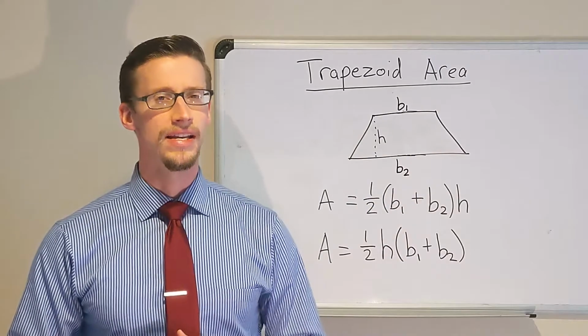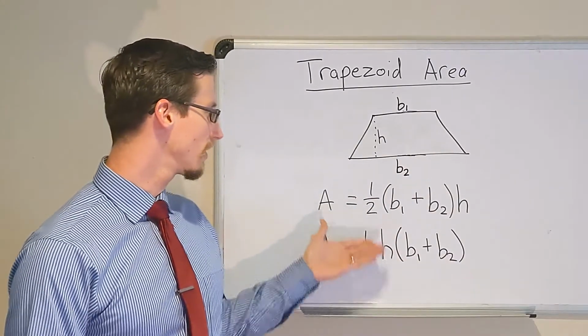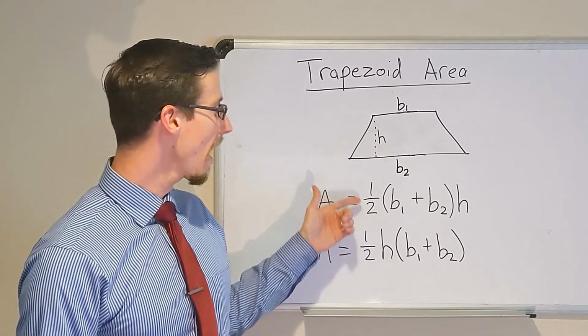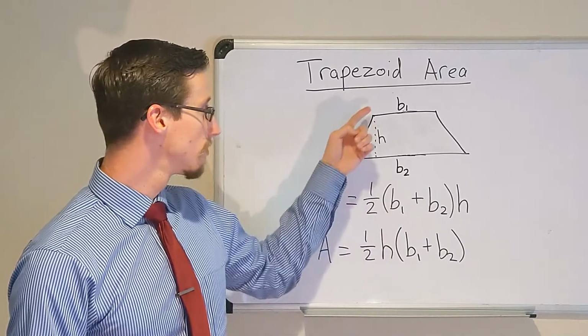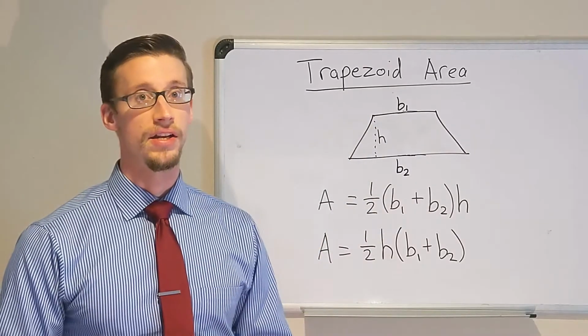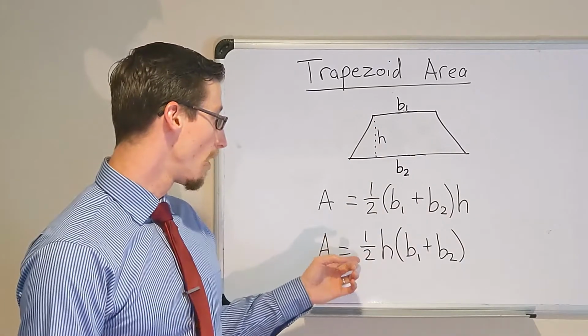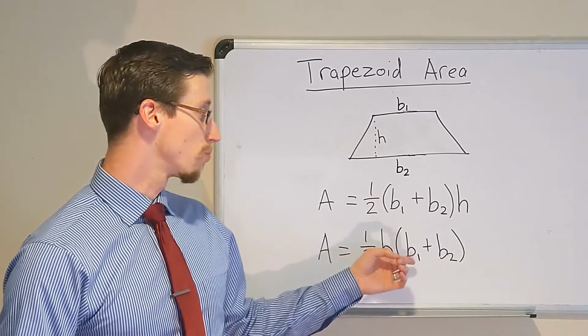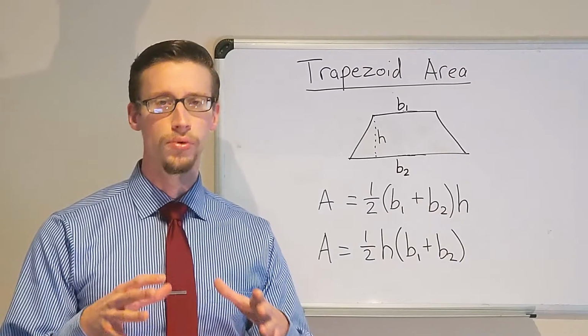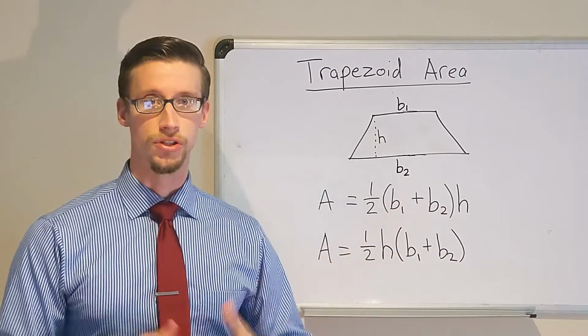What I'd like to show you today is how we arrive at such a complex formula for finding the area, which is the area equals 1/2 of base 1 plus base 2 times the height. Or if we rearrange that using the commutative property, 1/2 of the height times base 1 plus base 2. More importantly, I want to show you how we can prove that these formulas are actually true.